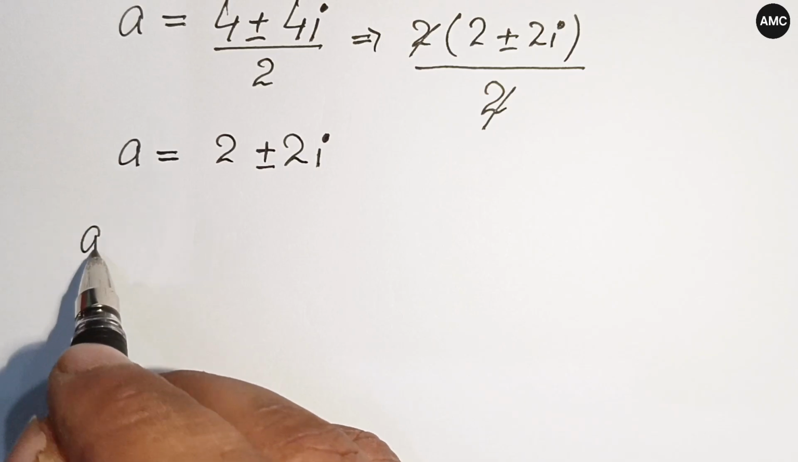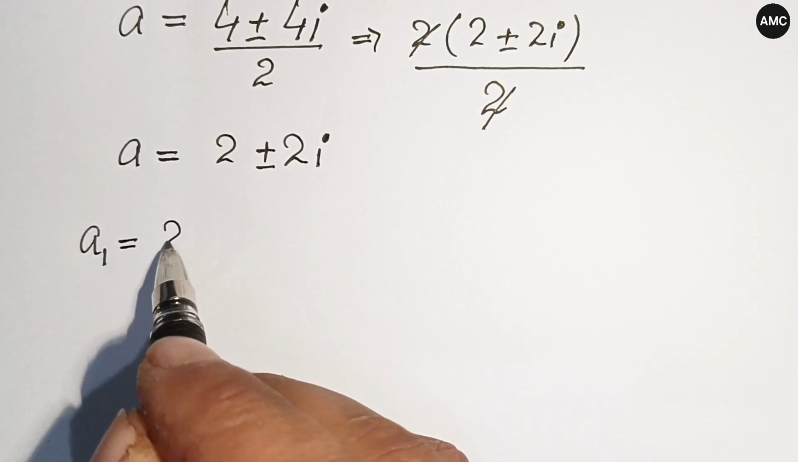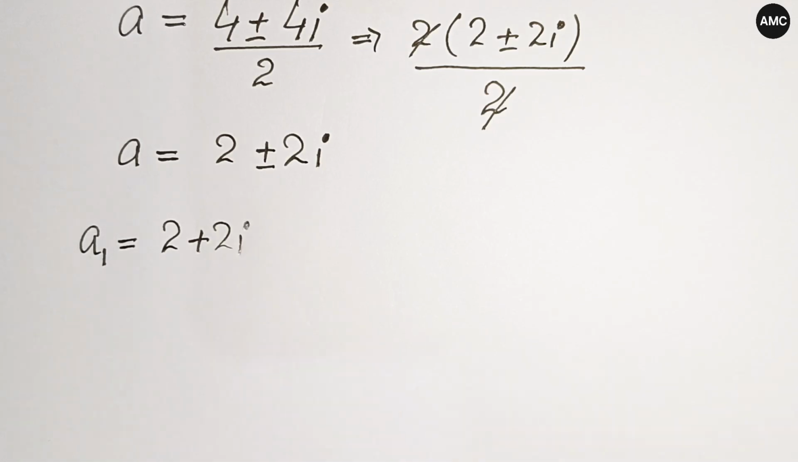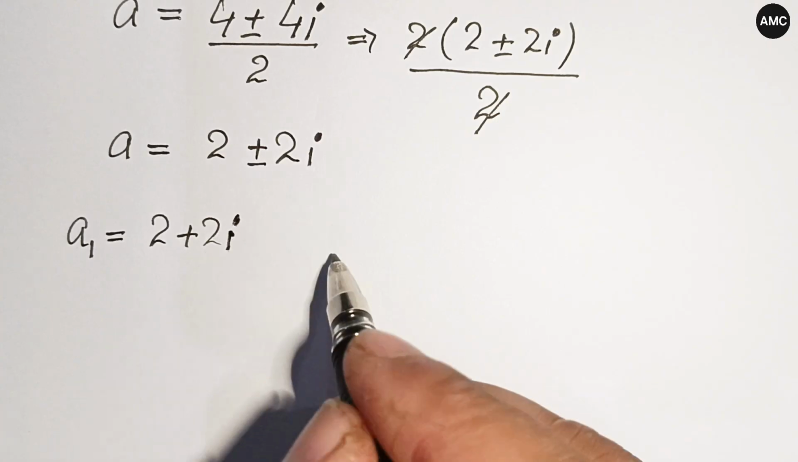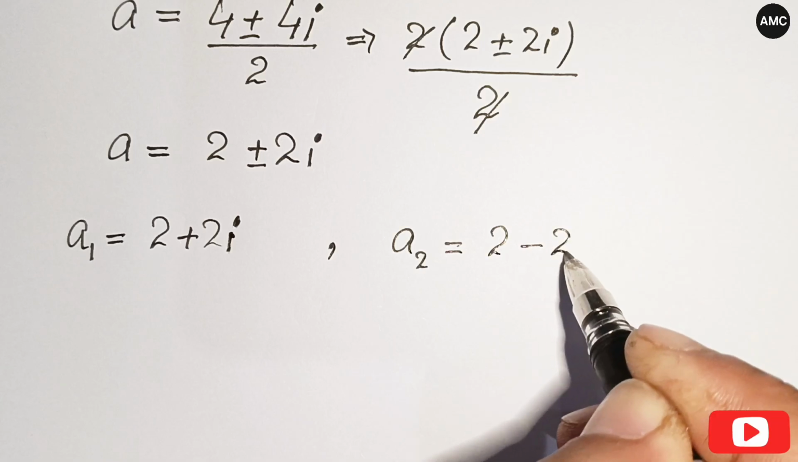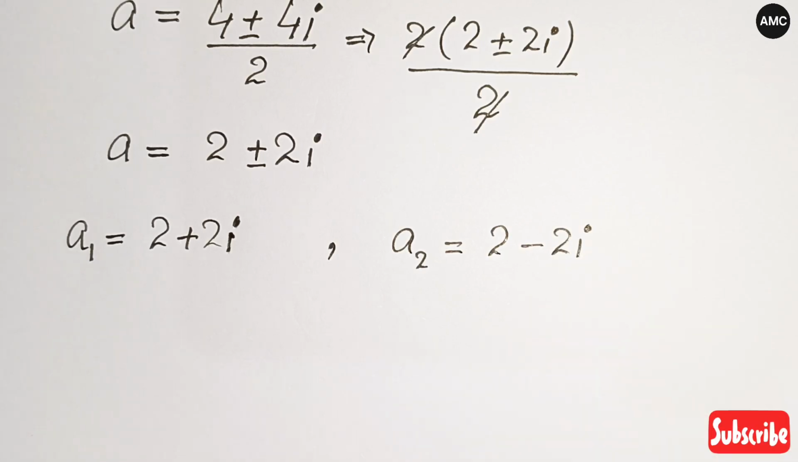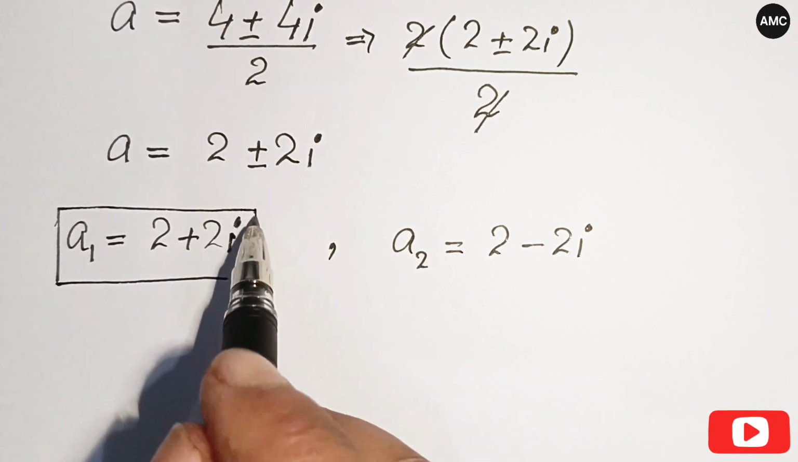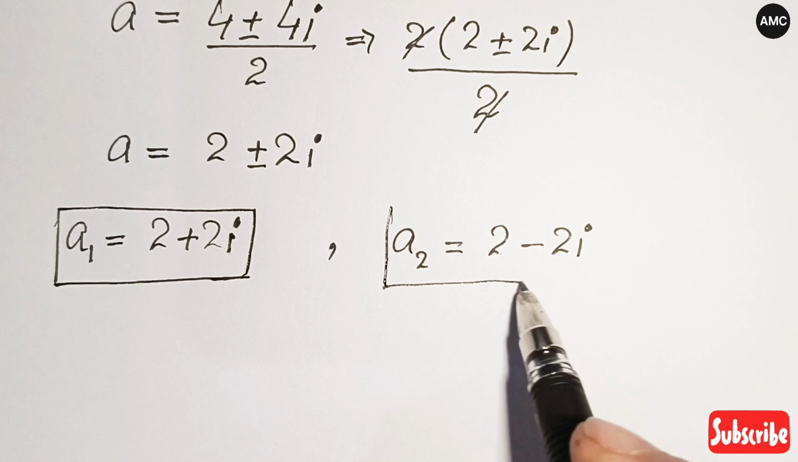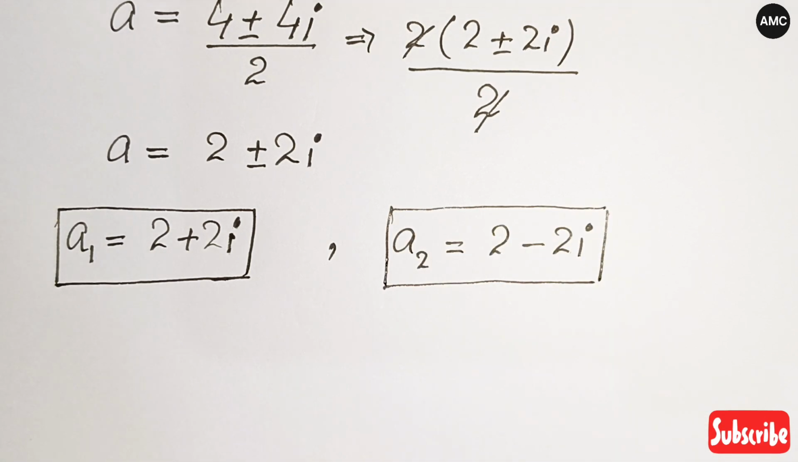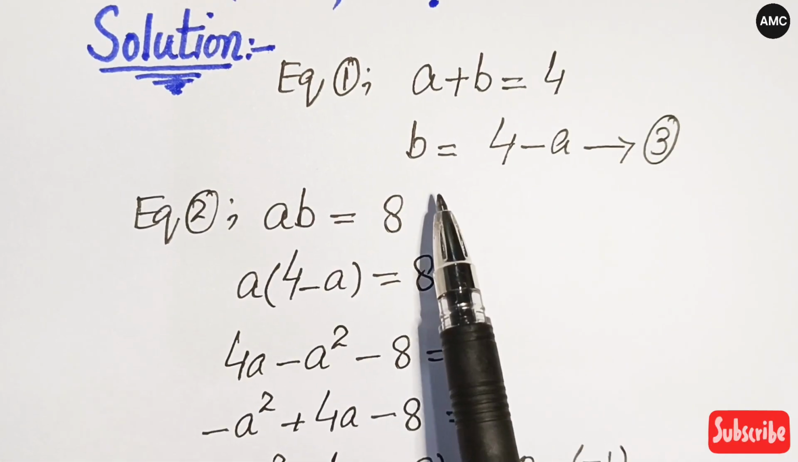So here we have our first value of a, which is 2 plus 2i, and here we have our second value, that is a2, which is equal to 2 minus 2i. Now by using these two values of a in our equation number 3, we can find out the value of b. We know that from equation number 3, b is equal to 4 minus a.